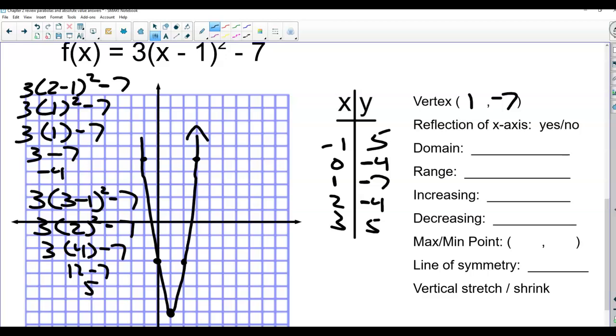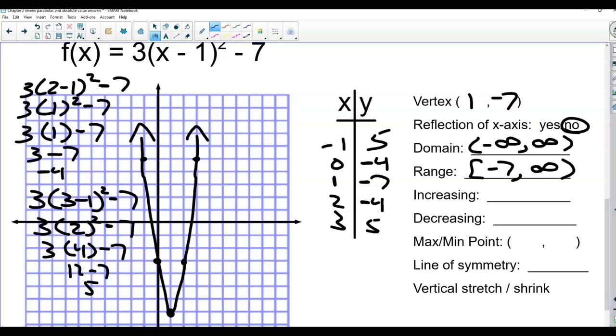And you can tell this graph is going to have vertical stretch, which it should. The a is bigger than 1. It does not reflect over the x-axis. It opens up. The domain, negative infinity to infinity. The range, we're going to bracket that y coordinate. Negative 7 to infinity is my range since this is going up.